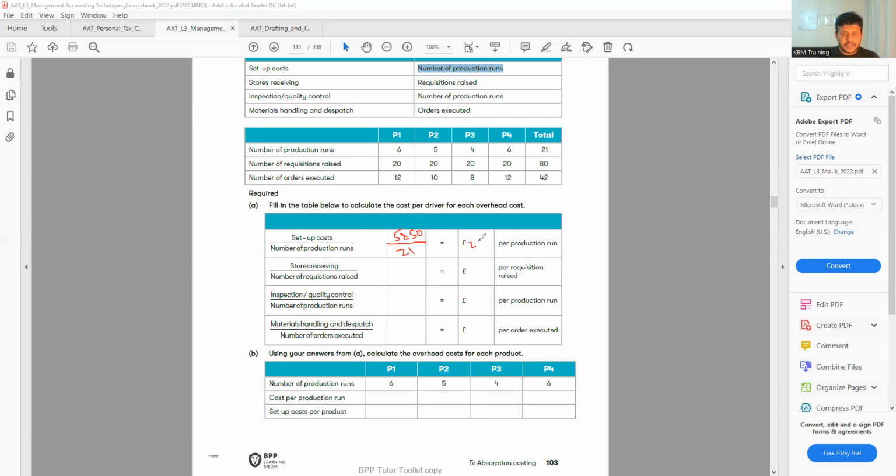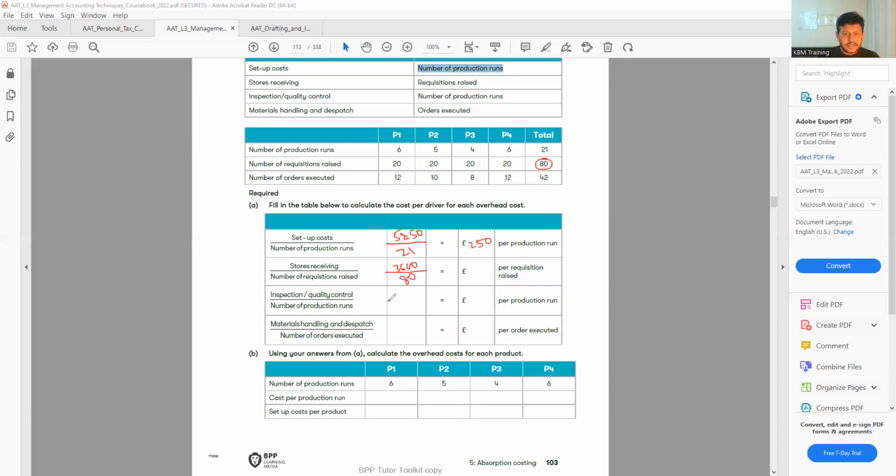Very good. The next one we do for the same thing is store receiving. Total store receiving cost is 3600 from the question. And this is linked to the requisition raised. How many requisitions? 80. So divide by 80.